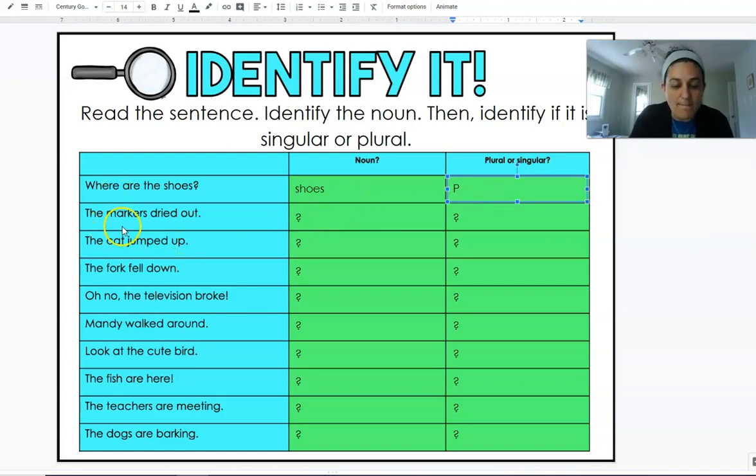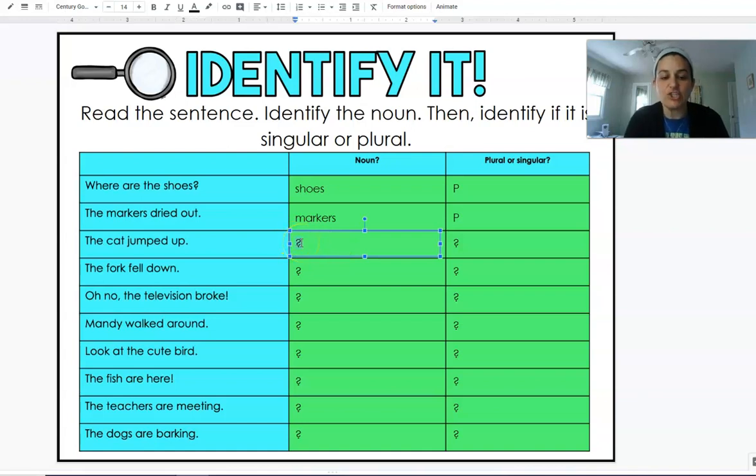Next is the markers dried out. The thing in this sentence are markers, and I know that it has an S on the end, which gives me a clue that there's more than one marker. There are markers. We don't know how many, but there are a plural. It is a plural word because there's more than one.